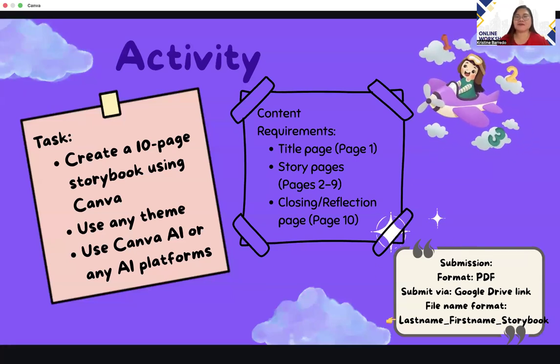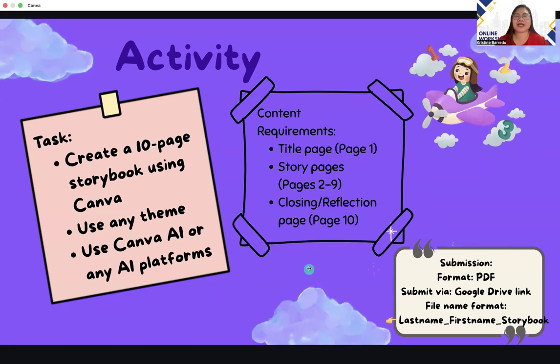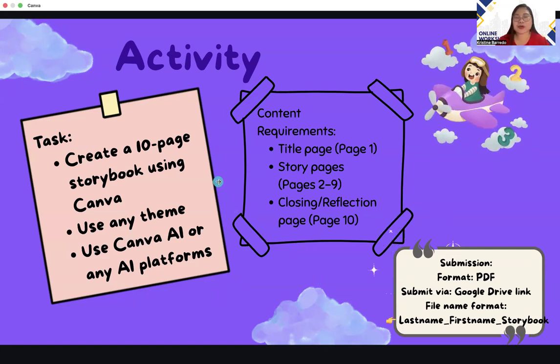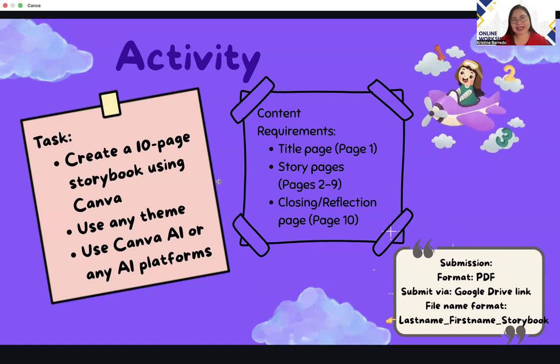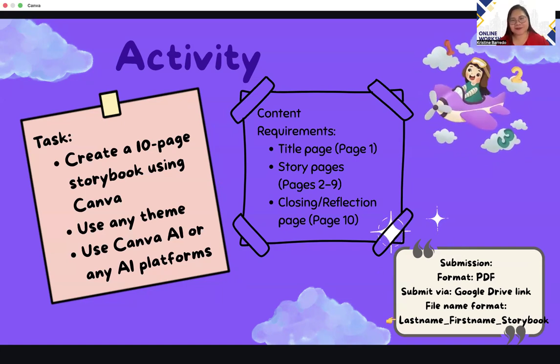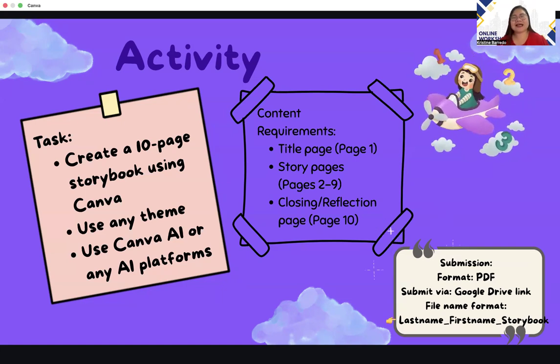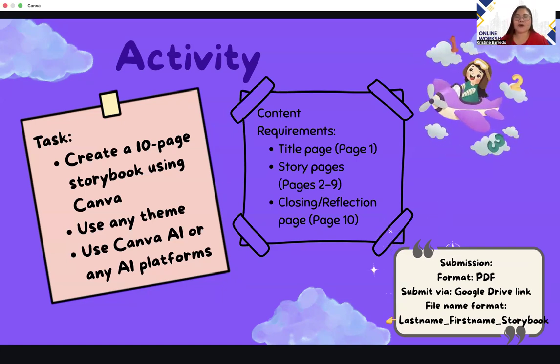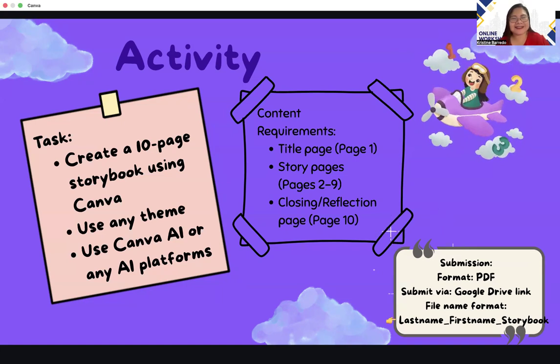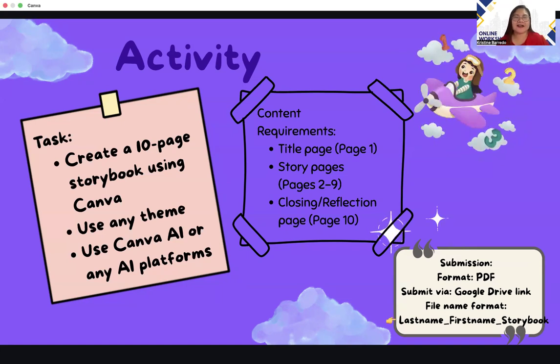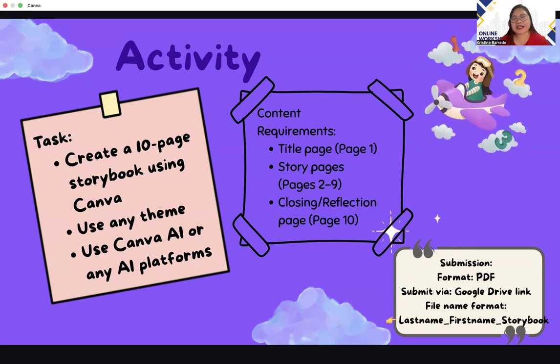There is an activity for you. Your task is to create a 10-page storybook using Canva. Use any theme. It's up to you. Can be in a math class or science class or anything that you want. You can use Canva AI or any AI platform.